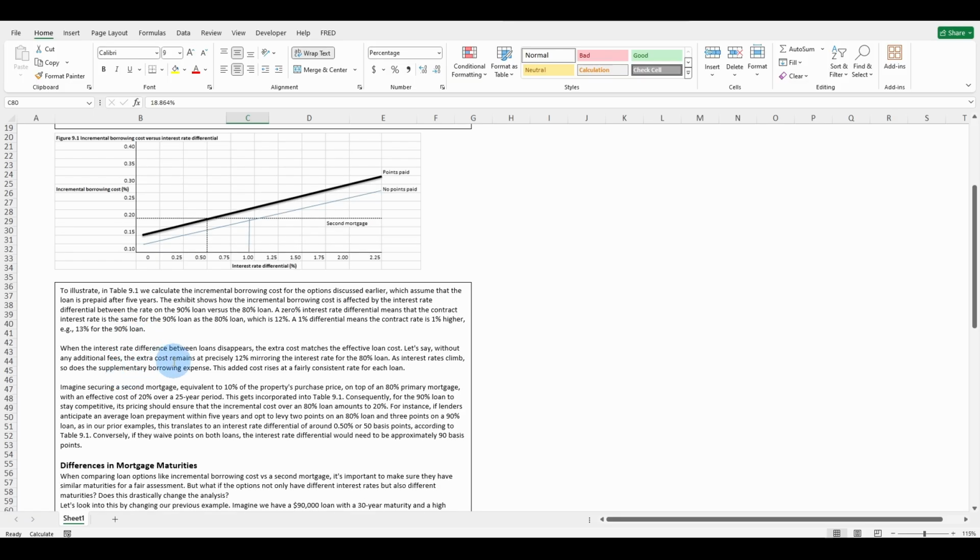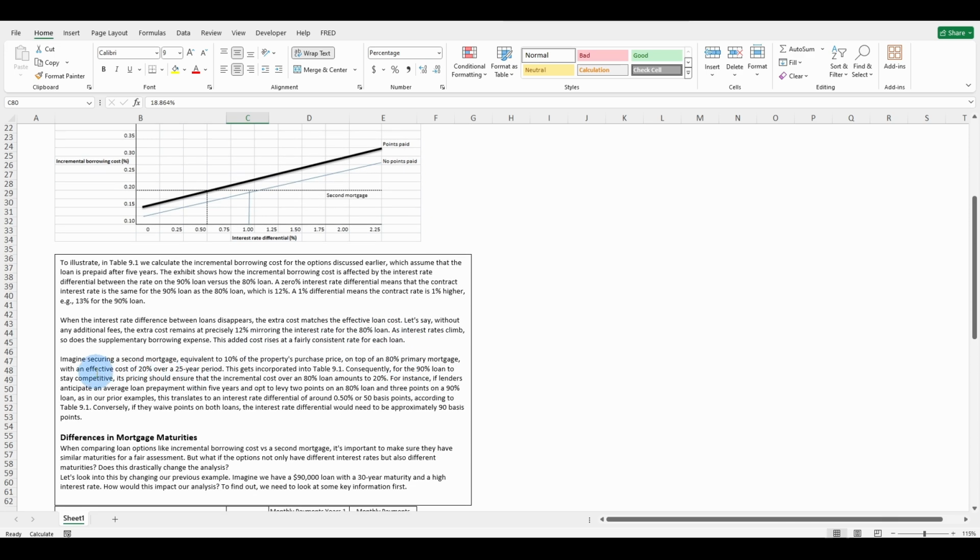When the interest rate difference between loans disappears, the extra cost matches the effective loan cost. Let's say that without any additional fees, the extra cost remains at precisely 12%, mirroring the interest rate for the 80% loan. As the interest rate differential climbs, so does the incremental borrowing cost. This added cost rises at a fairly consistent rate for each increase in the differential.